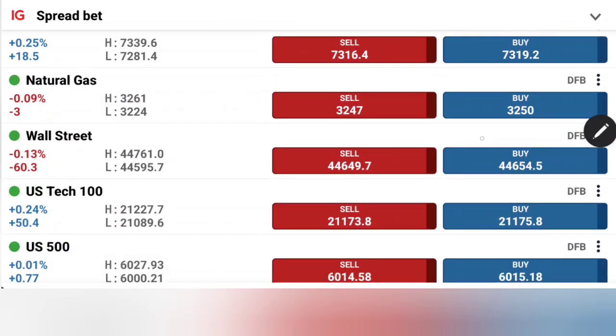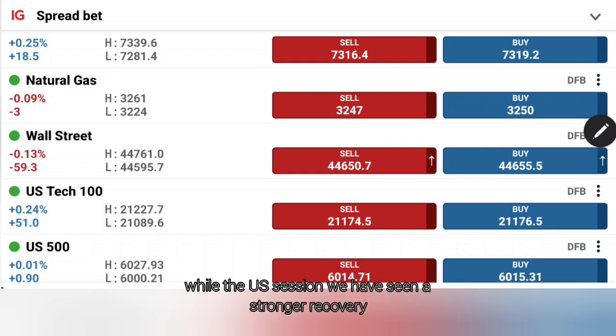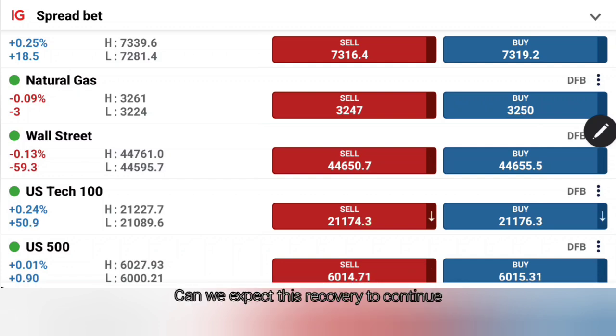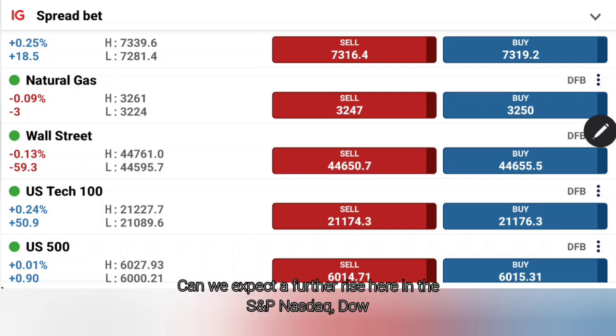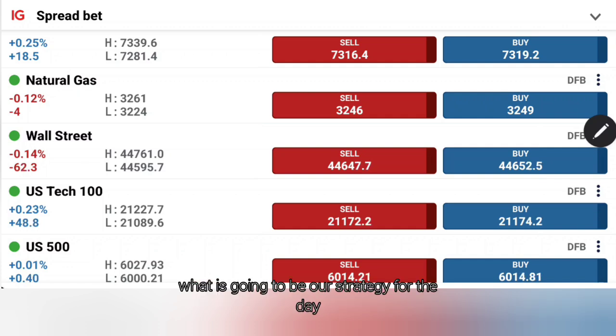and Germany indices traded with extreme swings throughout the day. Yesterday, we have seen a greater dip with the Asia and Europe session, while in the US session, we have seen a stronger recovery. Can we expect this recovery to continue? Can we expect a further rise here in the S&P, Nasdaq, Dow, Germany40, and UK100? We're going to see with the help of charts and indicators. We'll try to find out where to enter, where to exit, and how to profit, and what is going to be our strategy for the day.